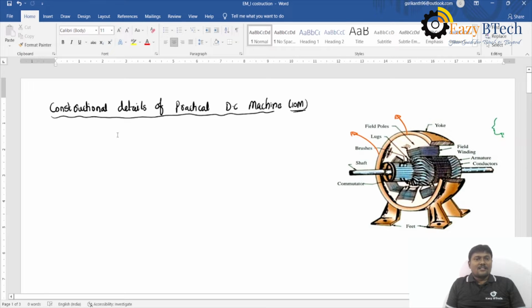Today I will teach constructional details of a practical DC machine. This may be asked for 10 marks in the JNTU examination.